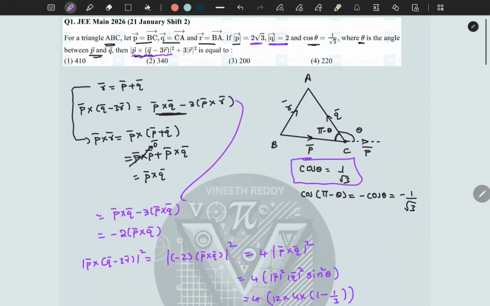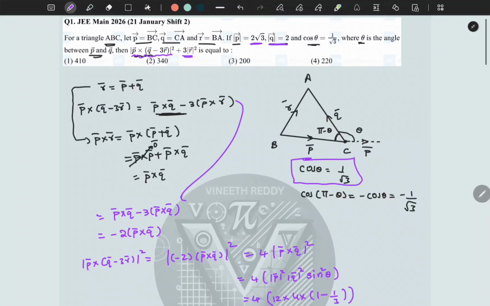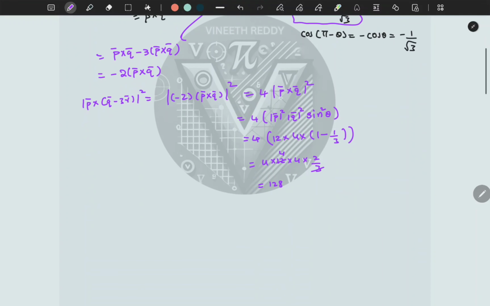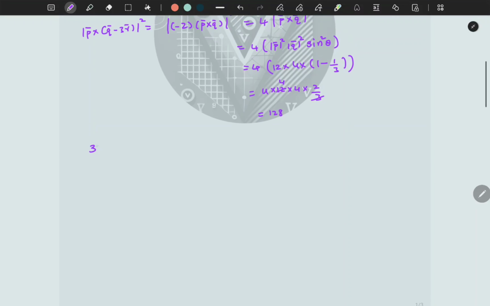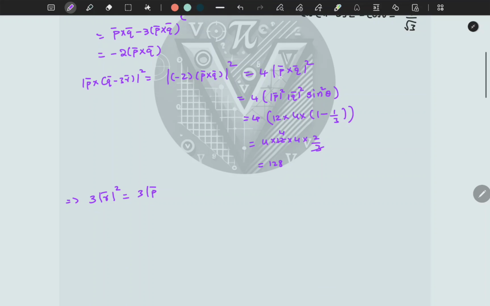Yeah. So now let us next find 3 times magnitude of R whole square. So what is R? R is equal to P plus Q. So 3 times of magnitude of R whole square should be, right, that's what we want here. So we can write this as 3 times of magnitude of P plus Q whole square. Acha, this should be, what do I get if I expand this? I get magnitude of P whole square, magnitude of Q whole square plus 2 P dot Q.